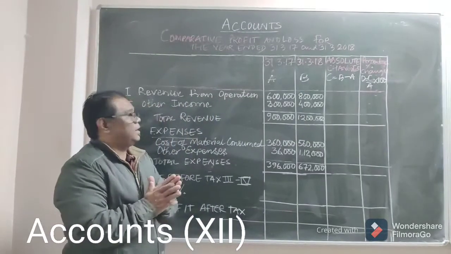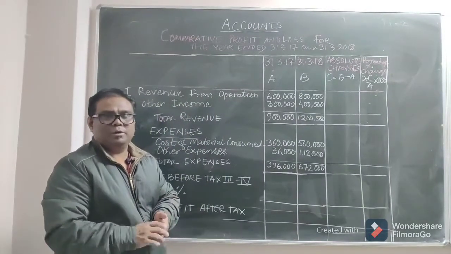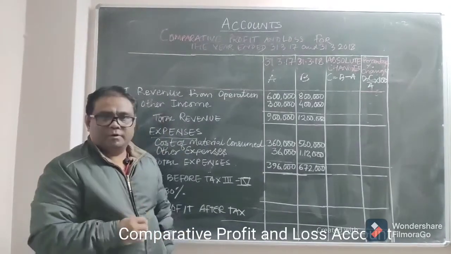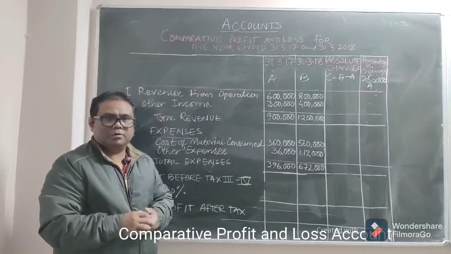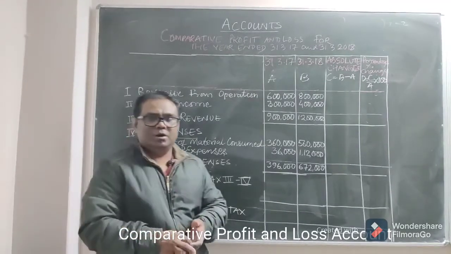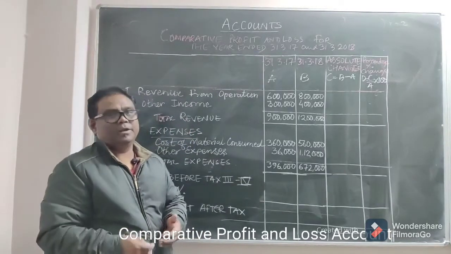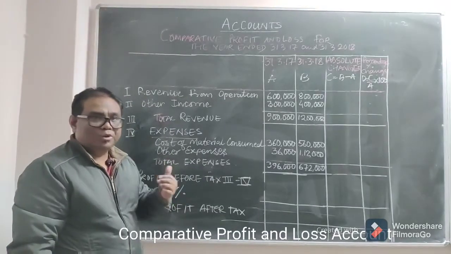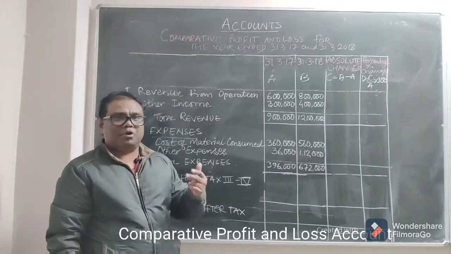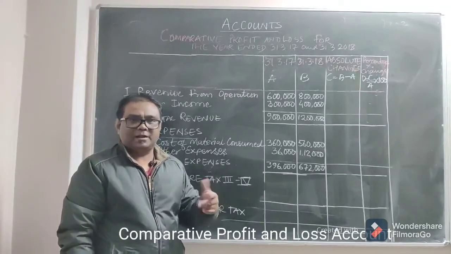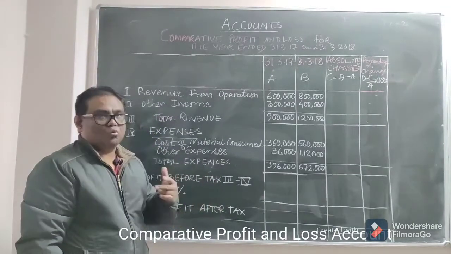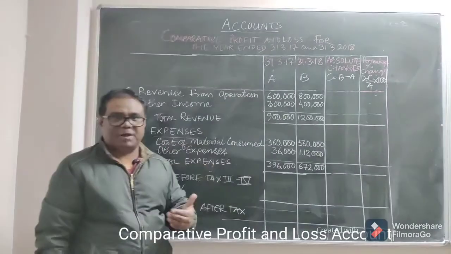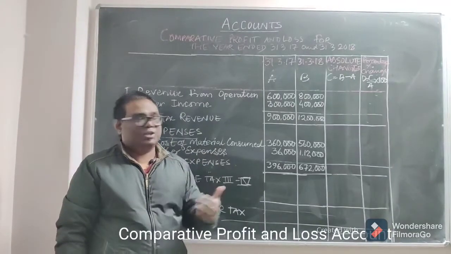So now children, I'm going to show you the comparative profit and loss account. Whenever we are preparing the comparative income statement, the comparative profit and loss account, we are comparing two years of data, at least two years of data, because one year of data cannot be compared. So we need the data of the previous years. I have also explained this in my previous theory classes.